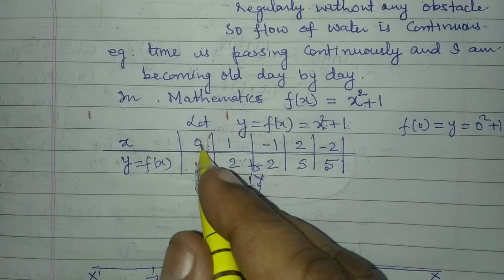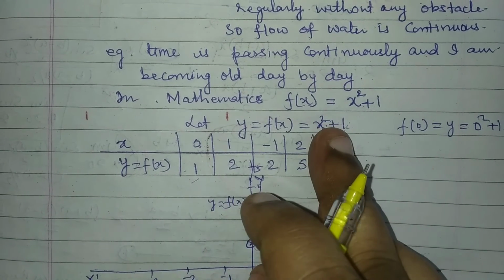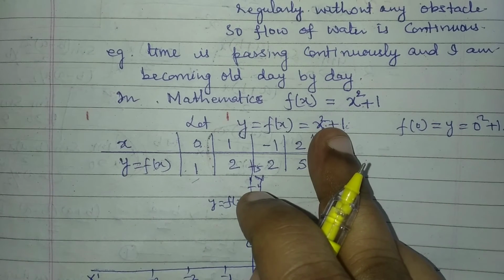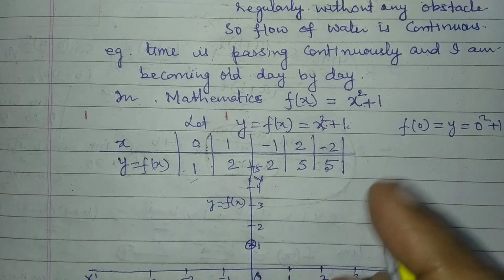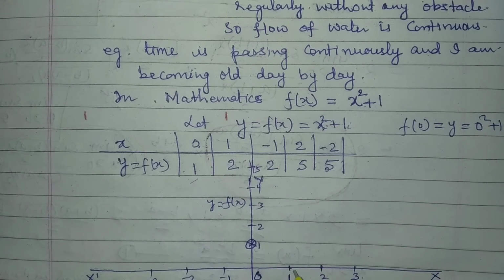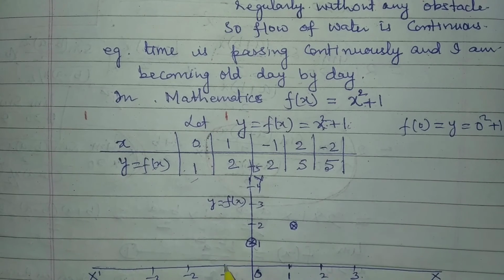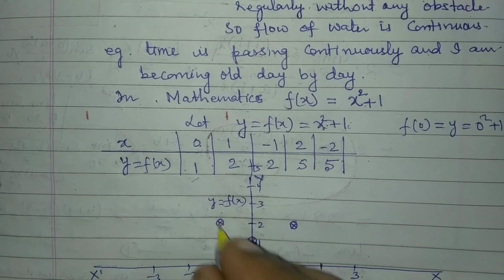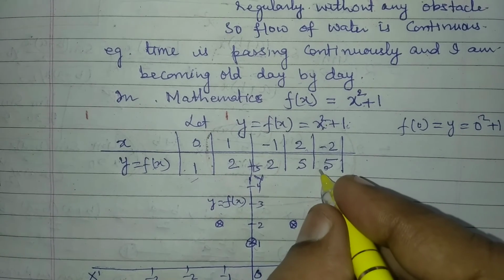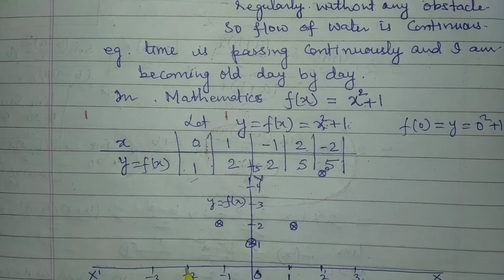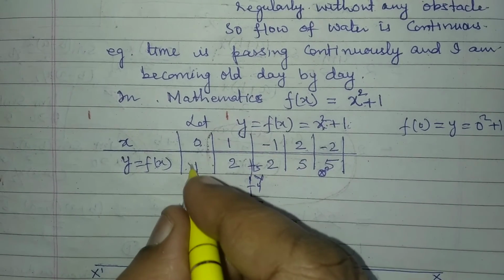So now when x is 0, y is 1. So the vertex of this graph will be a parabola, because you have studied in class 10th that every quadratic equation represents a parabola. When x is equal to 1, it is 2. When x is equal to minus 1, it is also 2. If we take x is equal to 2, then y is equal to 5, and x is equal to minus 2, then f(x) is equal to 5.